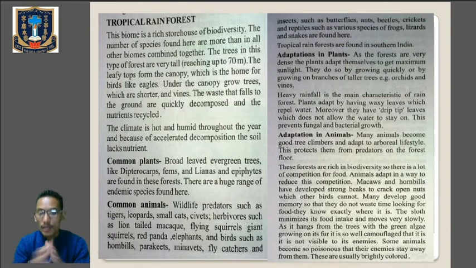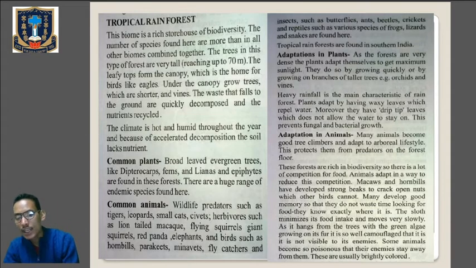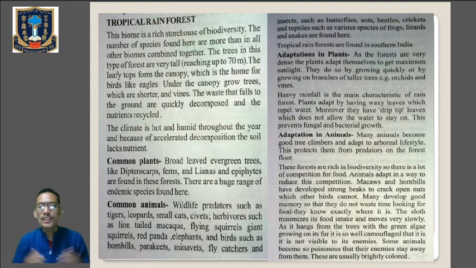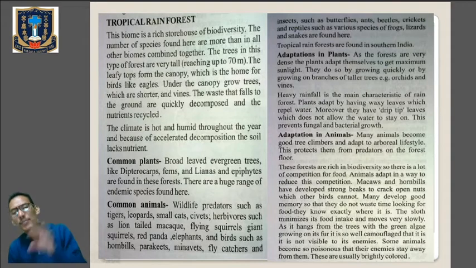Okay. The sloth minimizes its food intake and moves very slowly as it hangs from the tree with green algae growing on its fur. It is so well camouflaged that it is not visible to predators. Then some animals become so poisonous that their enemies stay away from them. They are usually brightly colored. So these are the few adaptations mainly seen in the animals present in the tropical rainforest.